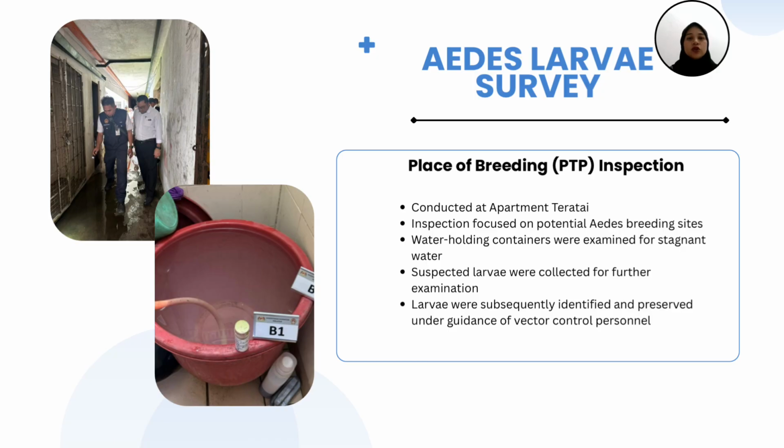As part of the dengue control program, I participated in a place of breeding or PTP inspection at Apartment Teratai under the guidance of PPKP Faris and PKA Khairul Amin. The inspection focused on identifying potential Aedes breeding sites, particularly water holding containers and areas where stagnant water could accumulate. Suspected larvae were collected for further examination and identification. I was also exposed to the proper handling and preservation of the collected specimens. This activity helped me understand the importance of systematic inspection in detecting potential Aedes breeding sites and preventing mosquito population development.